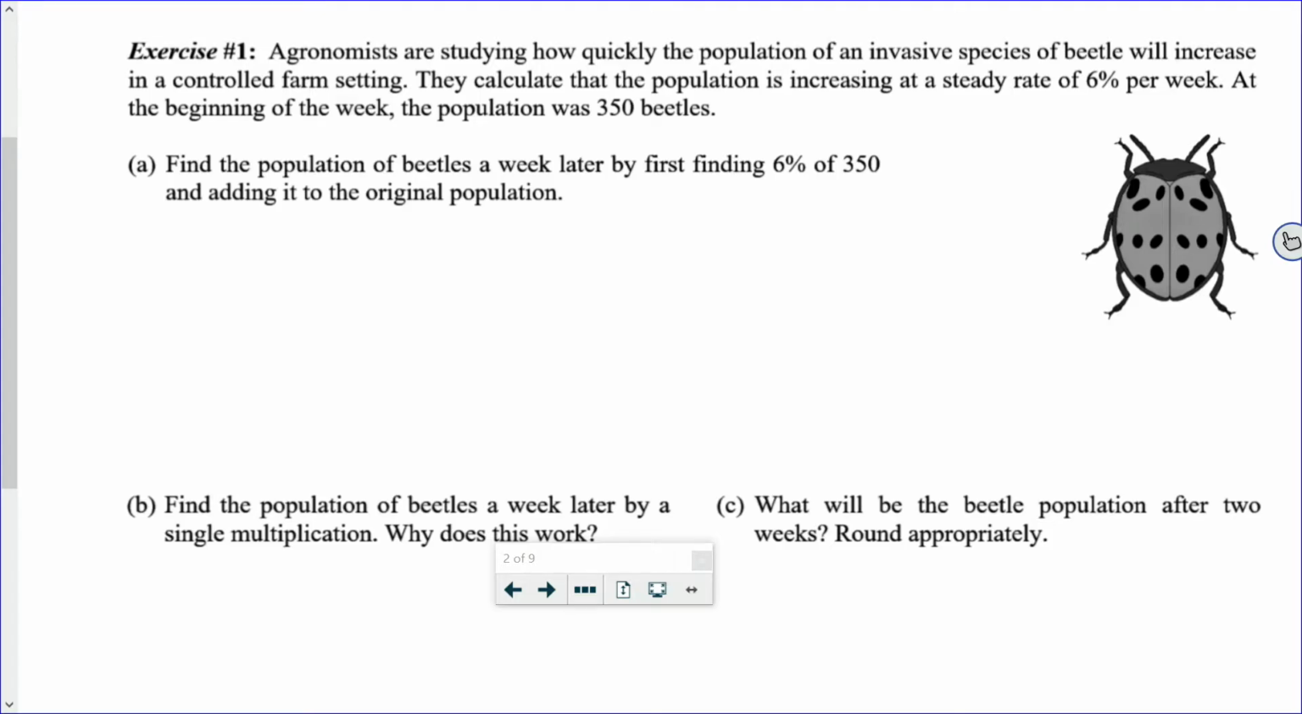Agronomists, that's just a fancy word for people who are into agriculture, are studying how quickly the population of an invasive species of beetle will increase in a controlled farm setting. They calculate that the population is increasing at a steady rate of 6% per week. At the beginning of the week, the population was 350 beetles. Letter A, find the population of beetles a week later by first finding 6% of 350 and adding it to the original population.